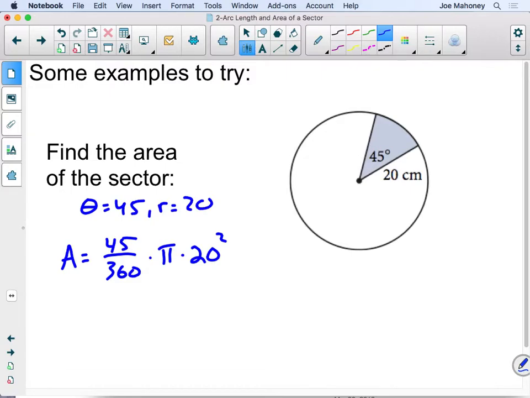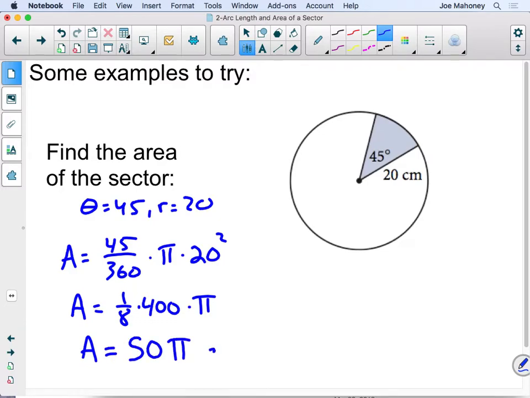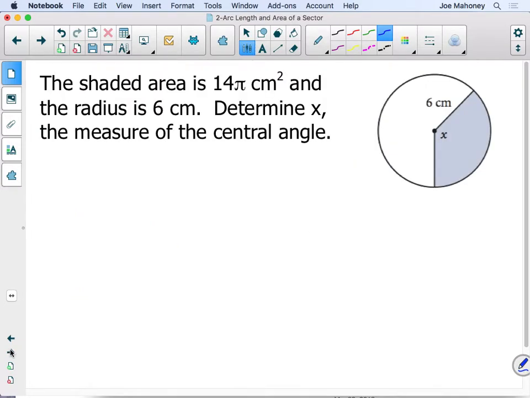So it's 1/8. 20 squared is 400. So my area is 1/8 of 400 times pi. Now, 1/8 of 400 is like dividing 400 by 8, which is like dividing 40 by 8. 40 divided by 8 is 5. So this area will be 50 pi. It was centimeters, so we should say centimeters squared, because area is always squared centimeters. Let's keep playing. Again, pause it if you want, give it a shot.